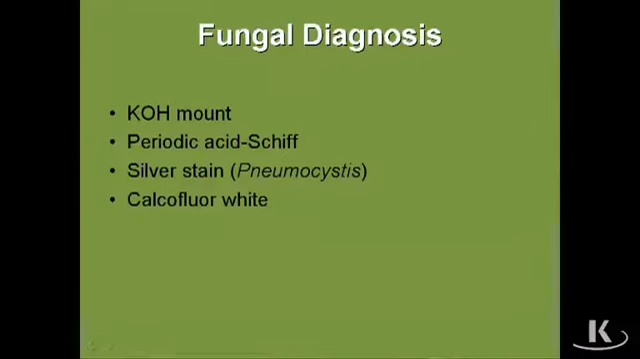There are a few different stains that we can use for diagnosis for fungal infections. The PAS, which is the periodic acid Schiff stain, the silver stain, which is used very frequently for Pneumocystis, and then a calcofluor white stain, which is also used. So there's different stains that you can use to detect and diagnose the different fungal infections.